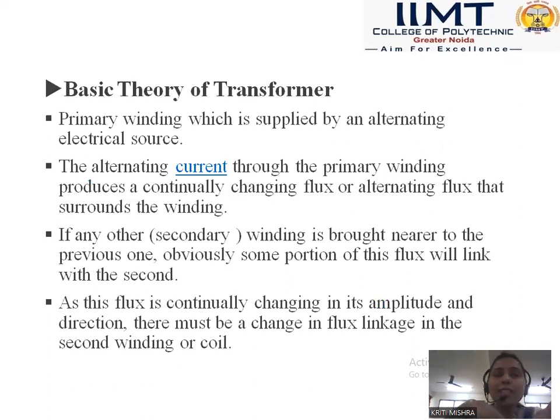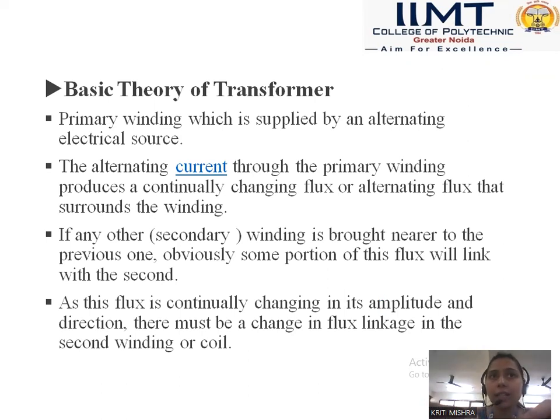So the basic theory of transformer: the primary winding is supplied by an electrical source. A transformer consists of primary winding, secondary winding, and core. The primary winding is that winding which is supplied by the electrical source, and the secondary winding is that part through which the output is produced. The output we have produced is taken by the secondary winding.